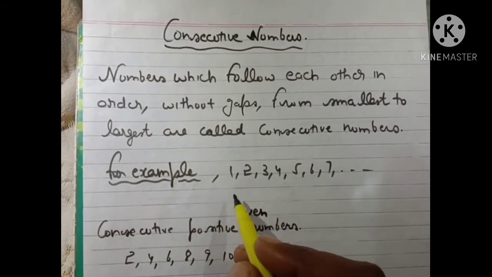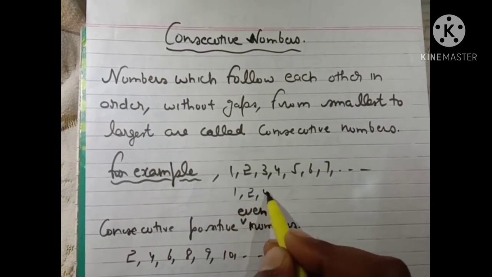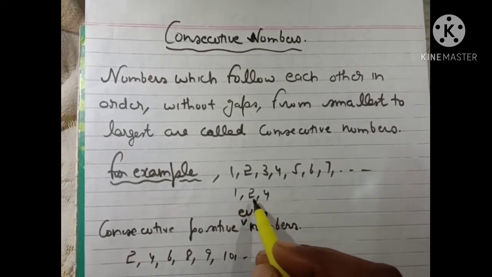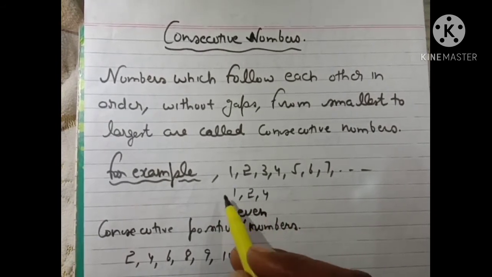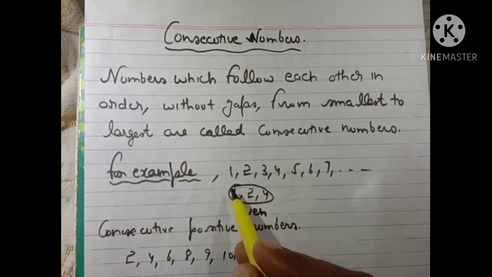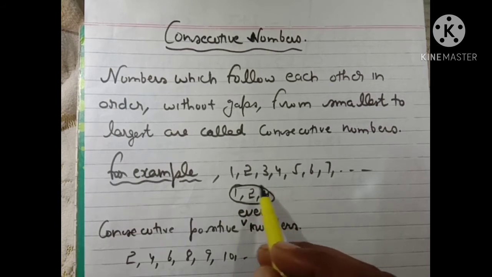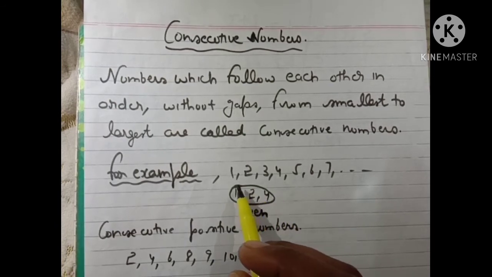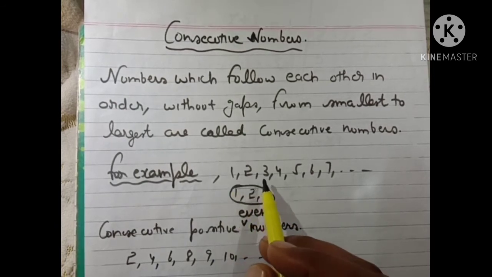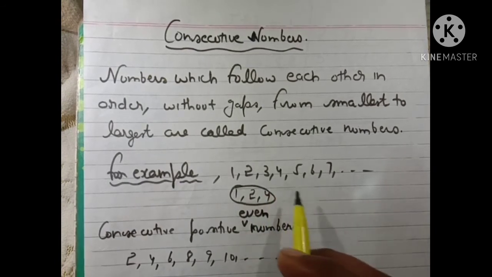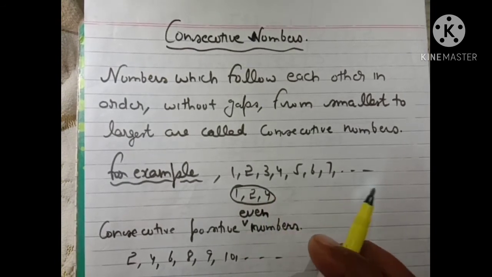Gap means if I am writing 1, then 2 and then 4, then there will be a gap between 2 and 4. So without leaving this gap, if we are directly writing the numbers in ascending order and without any gap, then these numbers are called the consecutive numbers. So you can see 1, 2, 3, 4, 5, 6, 7 like this. These numbers are called consecutive numbers.